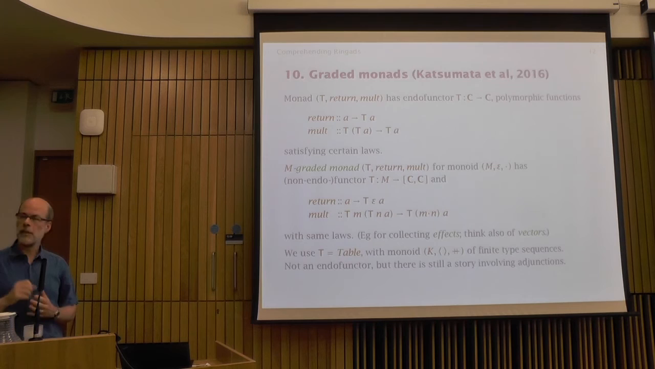Graded monads: what you do is you take that functor T and index it by some monoid. So now at the bottom of the slide, T takes two parameters. The first one is the index, drawn from some monoid, and the second parameter is the type parameter as before. Return gives you the unit of the monoid of the index. And multiplication takes a T m of T n's of A's and combines the two indexes.